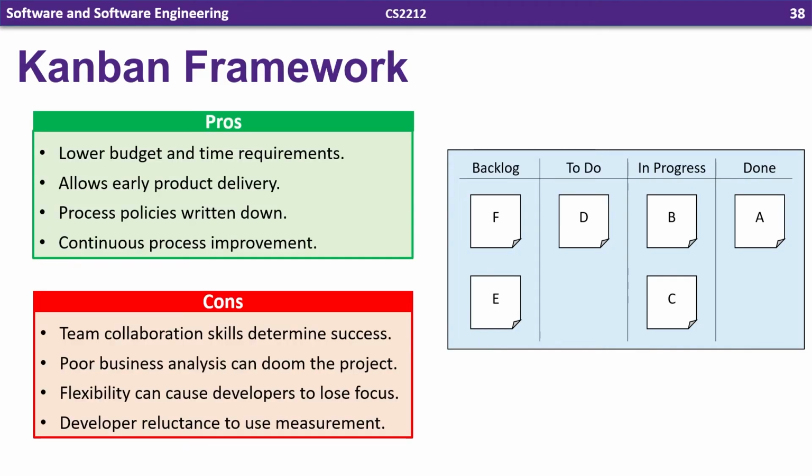So there's a few pros and cons here. It lowers budget and time requirements, allows early product delivery, process policies are written down, and continuous process improvement. The cons are teams' collaboration skills determine success, poor business analysts can doom the project, and flexibility can cause developers to lose focus.